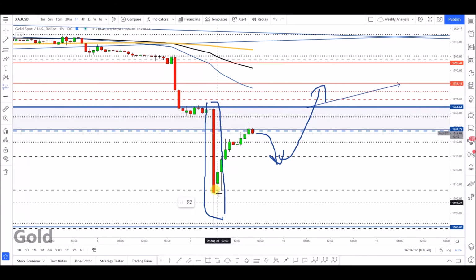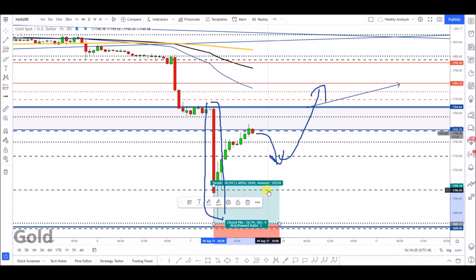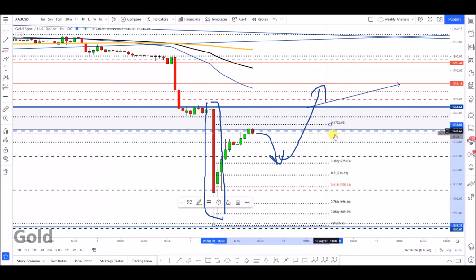So if we were to pull out Fibonacci, as of right now, the 61.8% is still somewhere at 1708, but if the trend is really strong, usually we just look at the 38.2% for now. And this is really just nice right at the top of the inside bar formation right here. So this is the price, 1725, that you can look out for to look for a buying opportunity again for the gold.